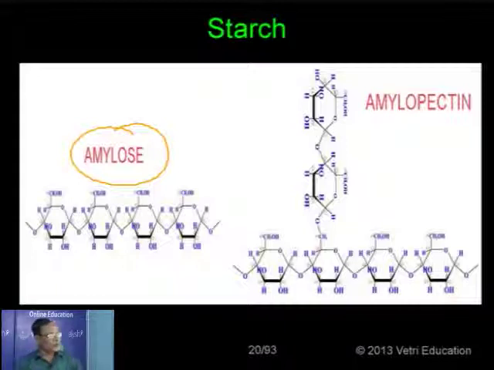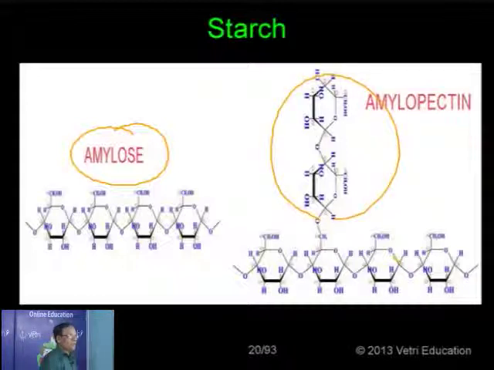And if you take amylopectin, you can see it is a highly branched form. You see here there is a side chain. So amylose is a linear form, whereas amylopectin is a highly branched form. But in both cases, we have only one same unit, the glucose molecule, hence it is called a homopolymer.